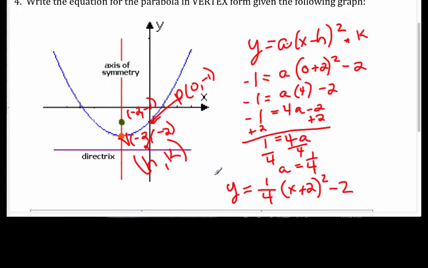So for this parabola that we see, this is the equation that actually makes this parabola, okay, with the axis of symmetry here, the directrix here, the vertex, the focus. So there's number 4, moving right along. All right, next.